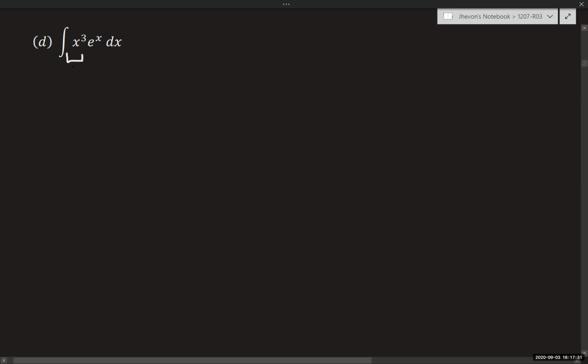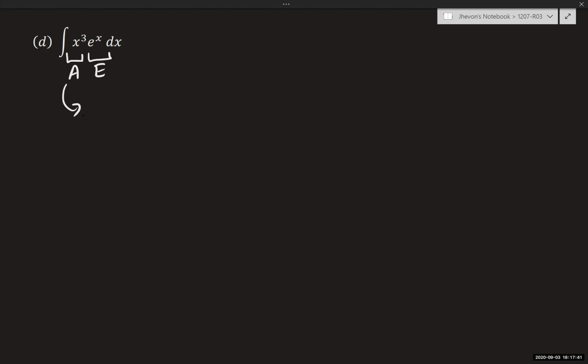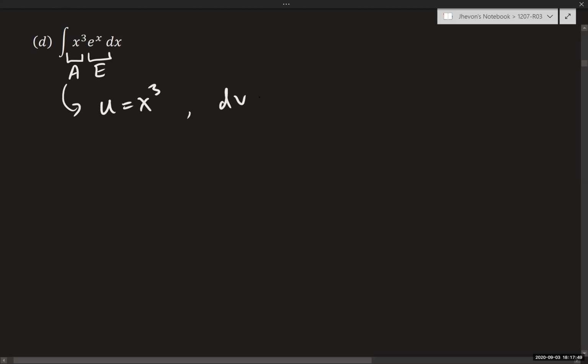Right, this here is an A category. This here is an E category. This means that if I'm doing integration by parts, and remember, in my head, I would have gone through the 3 steps. Is it a basic rule? No. Can I simplify? No. Can a substitution work? No. But basically here, I would end up with u is equal to x cubed. My dv is equal to e to the x. My du would be 3x squared. My v would be e to the x.